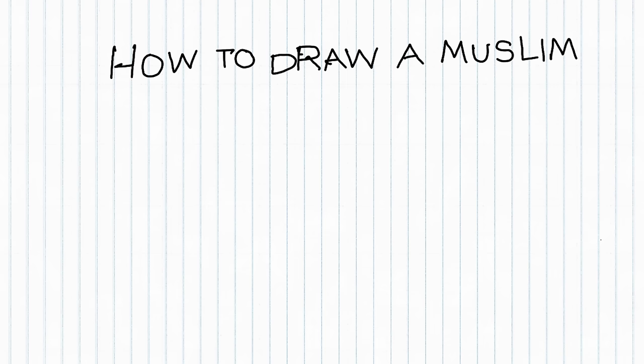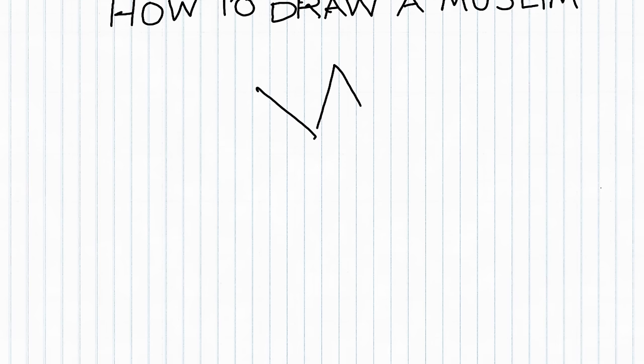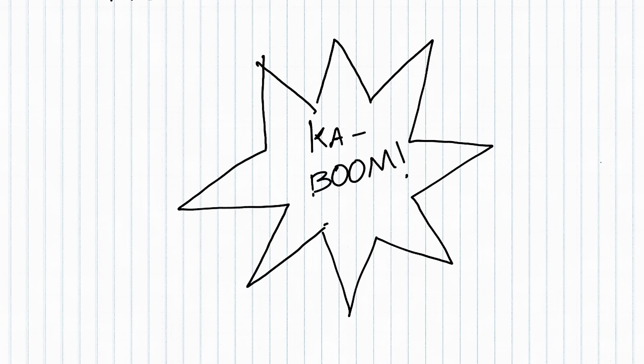All you have to do to draw a Muslim is draw a series of sharp edges like this for your blast. So you can write something inside of the blast, like kaboom. And give your blast some shading, right? Because this is a very dynamic scene that we're drawing here.